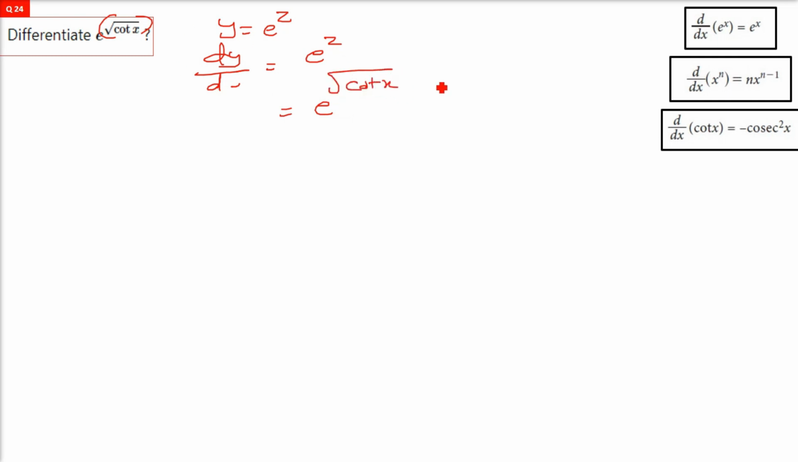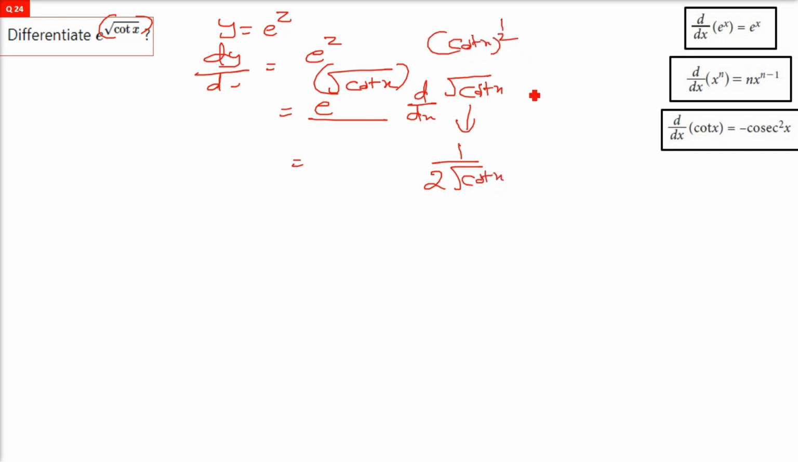Now you have to differentiate under root of cot x. So assume it to be under root of z or something. So d by dx of under root of something is 1 by 2 under root of something. It will be 1 by 2 under root cot x. Okay. So it is basically cot x to the power half. So when you differentiate it, it will be half into cot x to the power half minus 1. That is half into cot x to the power minus half. Minus half goes in the denominator, and that will give you under root of cot x. Twice of root cot x in the denominator.